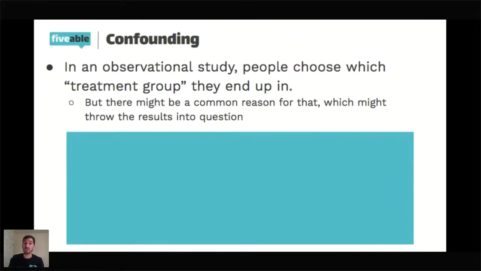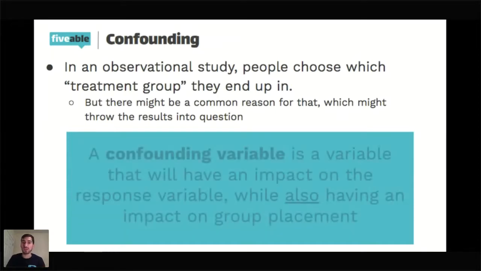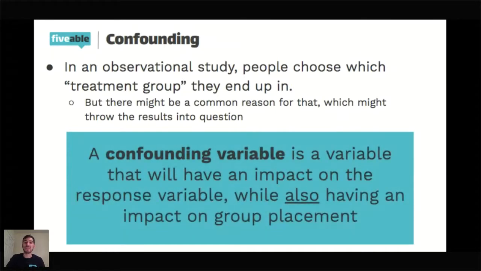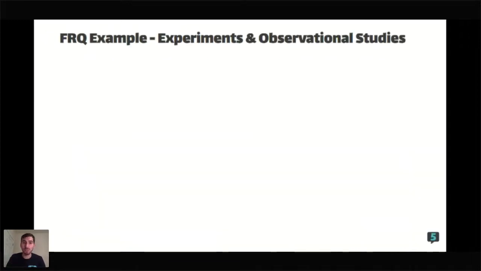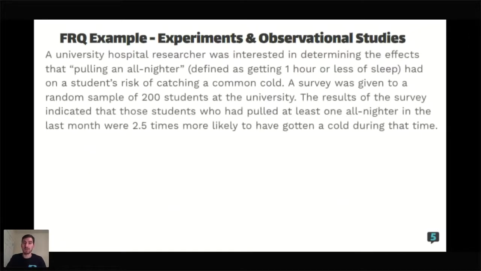So in the case of the experiment or the observational study before, the response being measured was whether or not you got a cold. There might be something about the kind of people that would pull an all-nighter that might influence whether or not they get a cold. And so a confounding variable is another variable that is not part of the study that will potentially have an impact on the response variable and also have an impact on the groups that people end up with in an observational study.